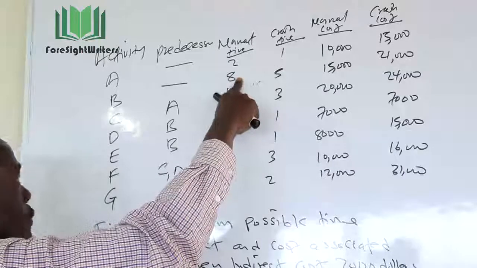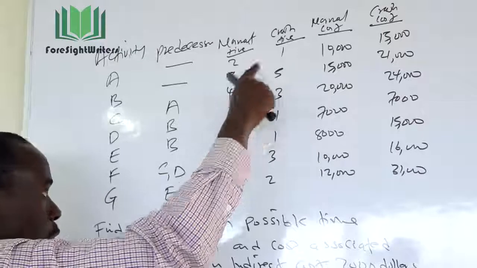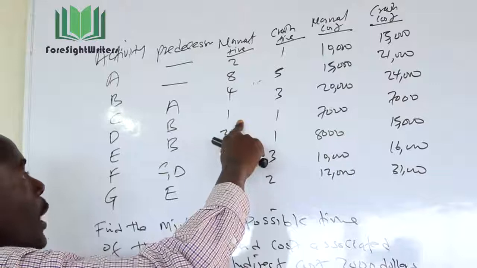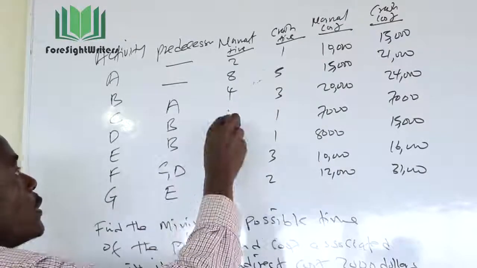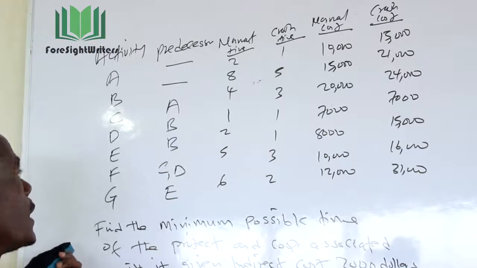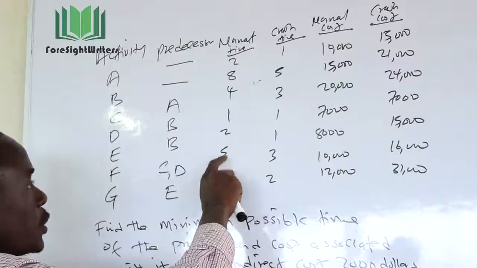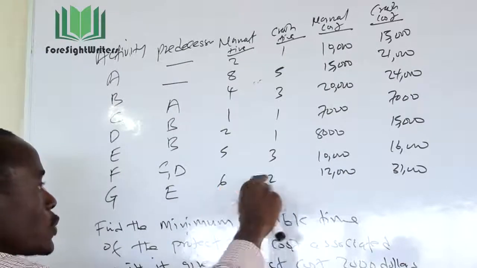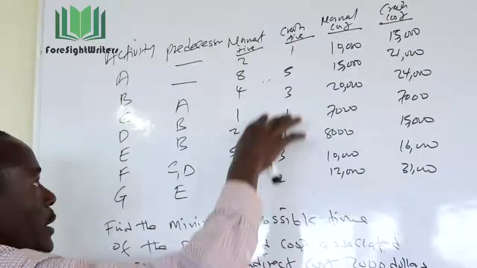We want to reduce activity B from 8 days to 5 days. We want to reduce activity C from 4 days to 3 days. We want to reduce activity D from 1 day to 1 day. It means now we don't need to do anything in activity D. It will remain unchanged. And then activity E, we need to reduce from 2 days to 1 day. And then activity F, we need to reduce from 5 days to 3 days. And then activity G, we need to reduce from 6 to 2 days. Now, this is what we call the normal time, and then this is the crash time.